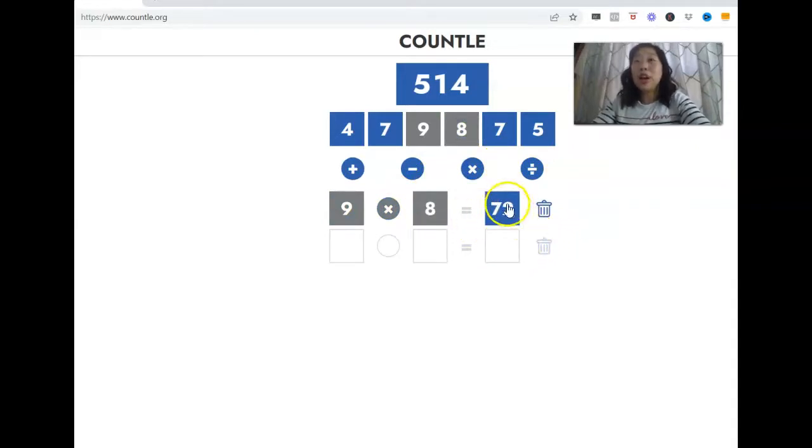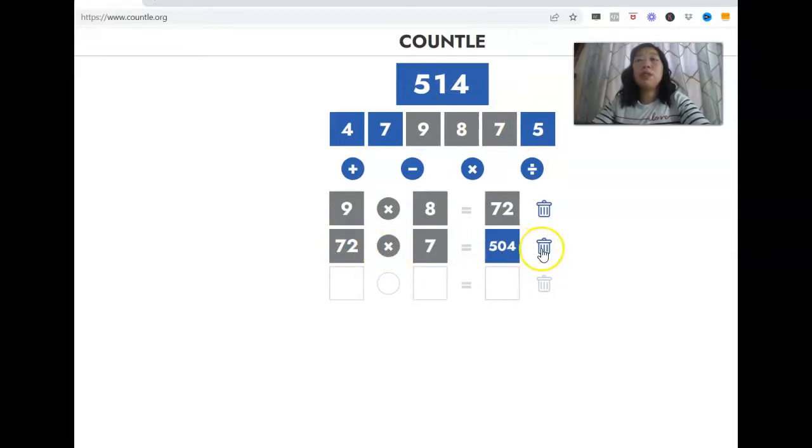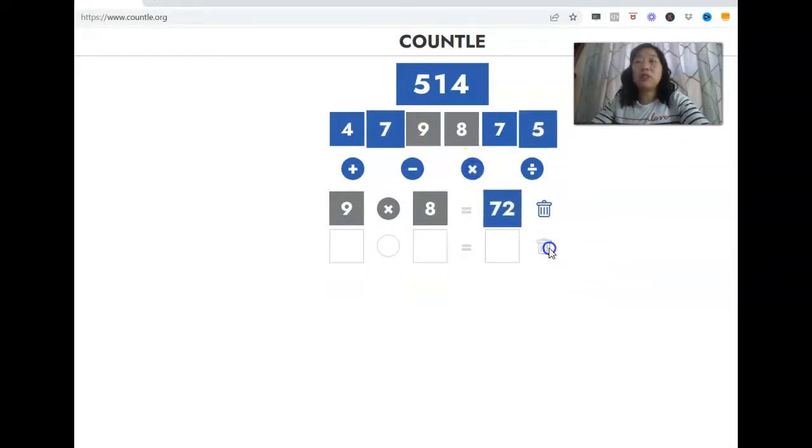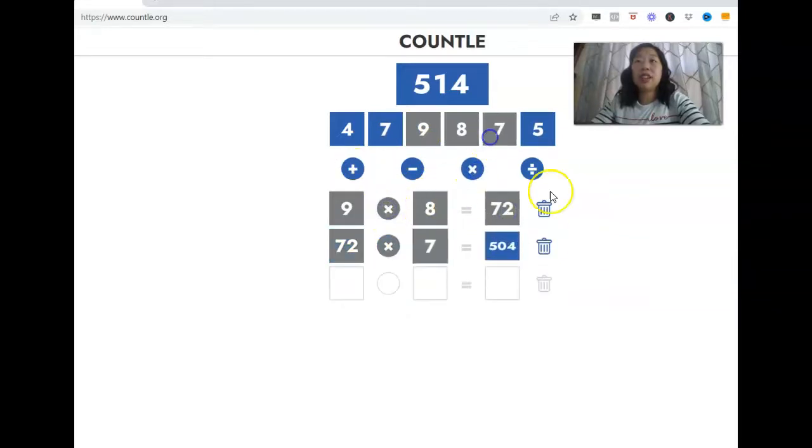All right. So now I got 72, and you can use any of them up here, or you can use the 72. So I'm going to use the 72 and I've got to get close to 514. So what's 72 times 7? 504. If you don't like that, you can just delete that and start the row again. So 360. All right, what's 360 times 7? Ooh, that's too much. Okay. So maybe I want to do 72 times 7, 504.